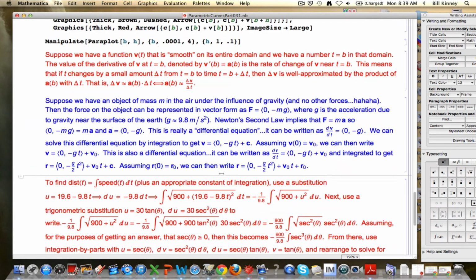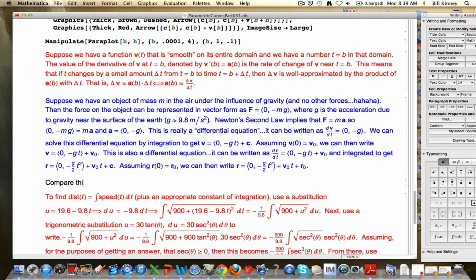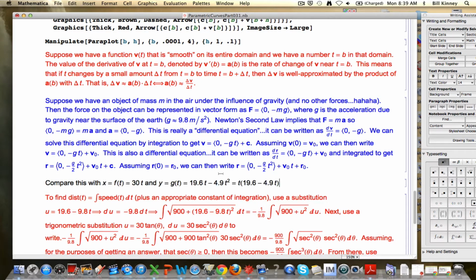I can compare this with these parametric equations. First of all, let's focus on the y. Y as a function of t is 19.6t minus 4.9t squared. That minus 4.9t squared is negative g over 2 times t squared right there. That's where that comes from.